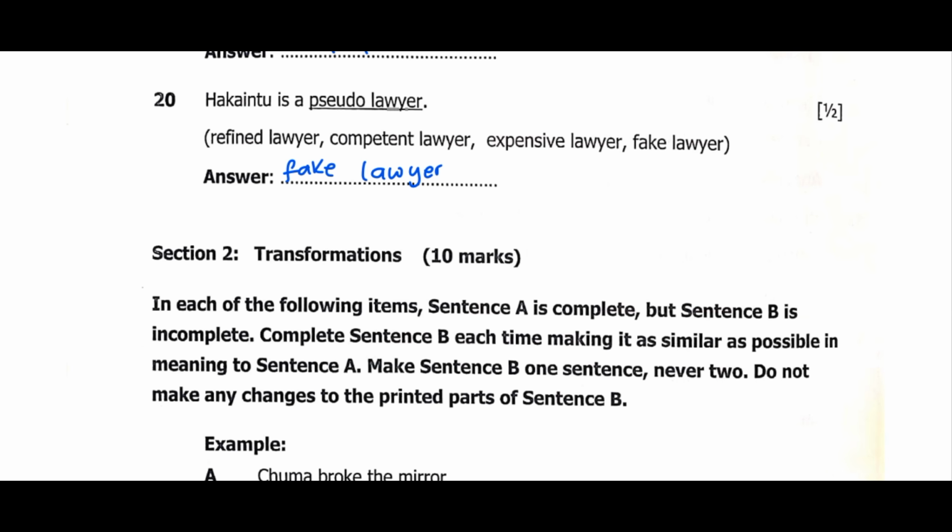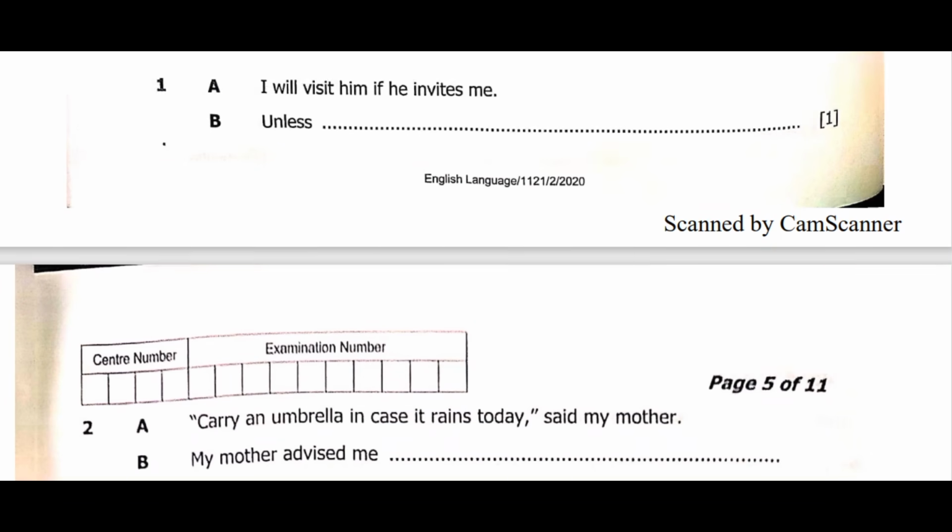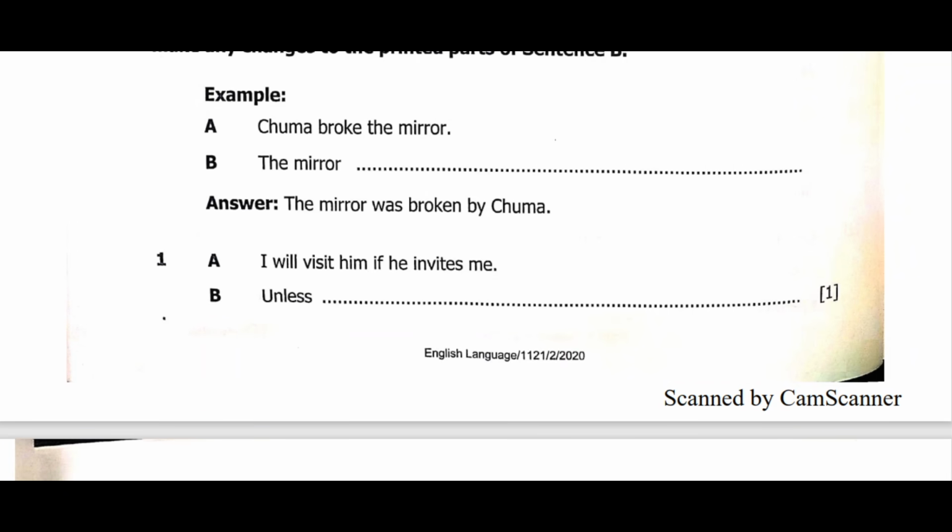In each of the following items, sentence A is complete, but sentence B is incomplete. Complete sentence B in each item, making it as similar as possible in meaning to sentence A. Make sentence B one sentence, never two. Do not make any changes to the printed parts of sentence B. So let's look at these transformations. The first, we have been given the example.